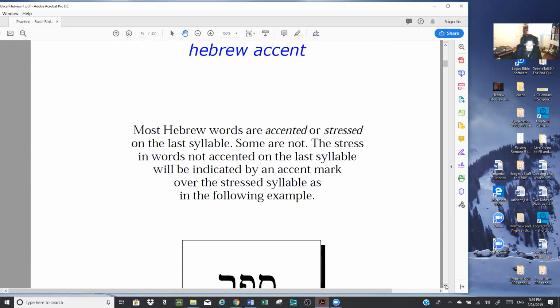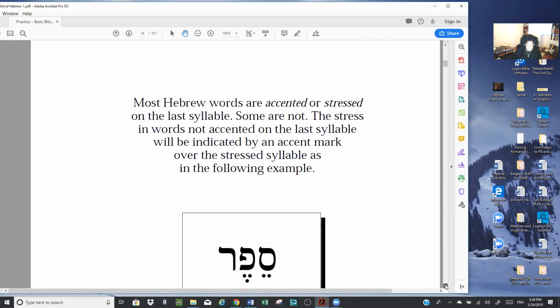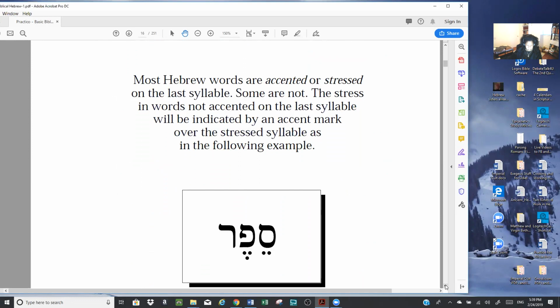Hebrew accent. Hebrew accents. So Hebrew words are usually accented or stressed on the last syllable. What this means is that the force of pronunciation is usually given to the last syllable.